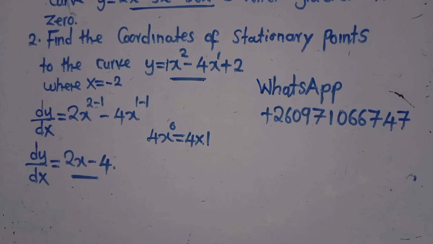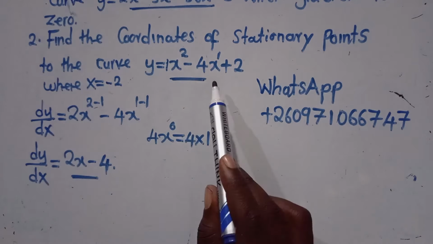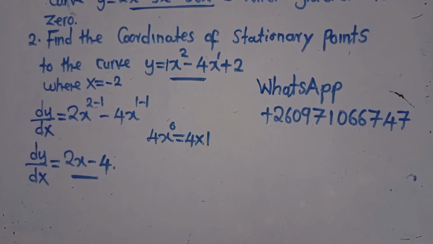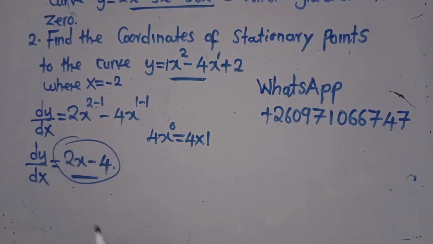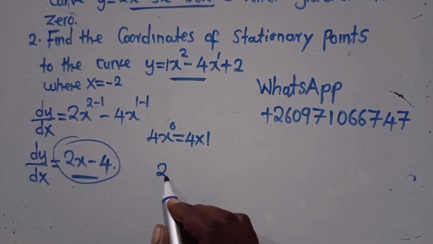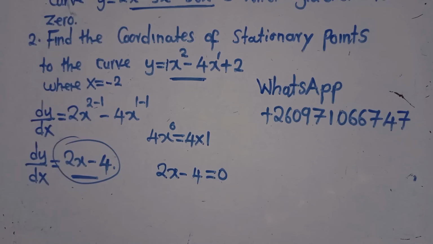So now what we are supposed to do for us to answer this, we are told to find the coordinates of the stationary points on the curve. As you can see, the gradient is not given. If the gradient is not given, just assume that the gradient is 0. So you get this, which is called the gradient function, then equate to 0. So this is the gradient function: 2x minus 4 equal to 0. You solve this equation.